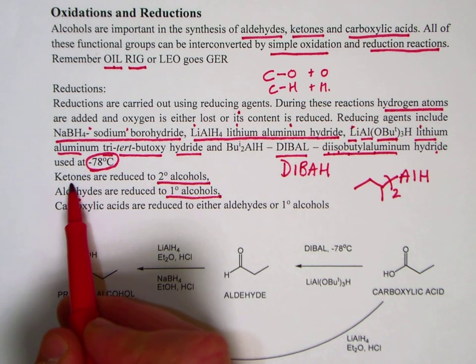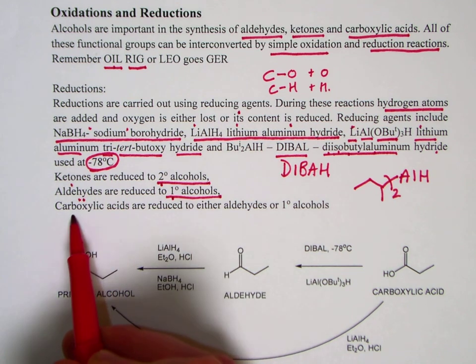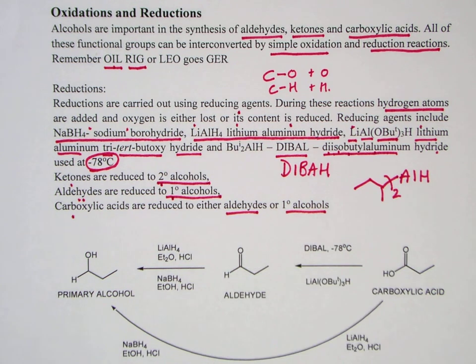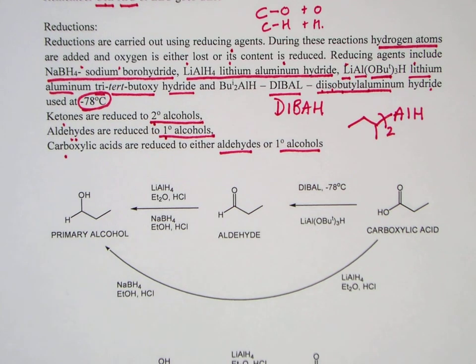Okay, let me repeat. Ketones are reduced to secondary alcohols. Aldehydes are reduced to primary alcohols. Carboxylic acids are reduced to either aldehydes or primary alcohols, depending on what's added. So let's first look at primary alcohols and their reactions.